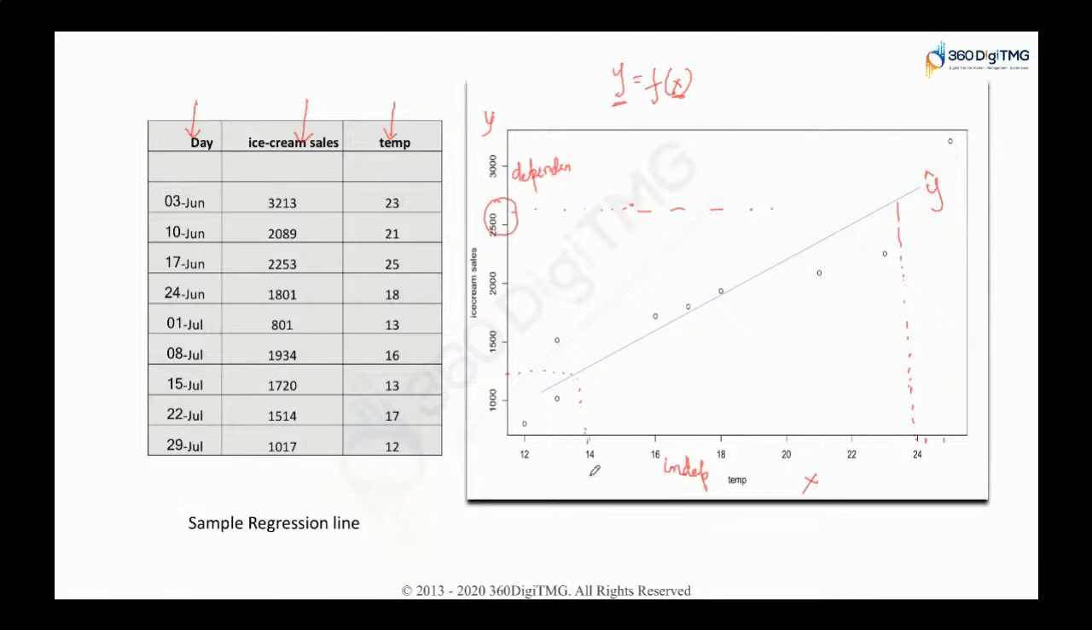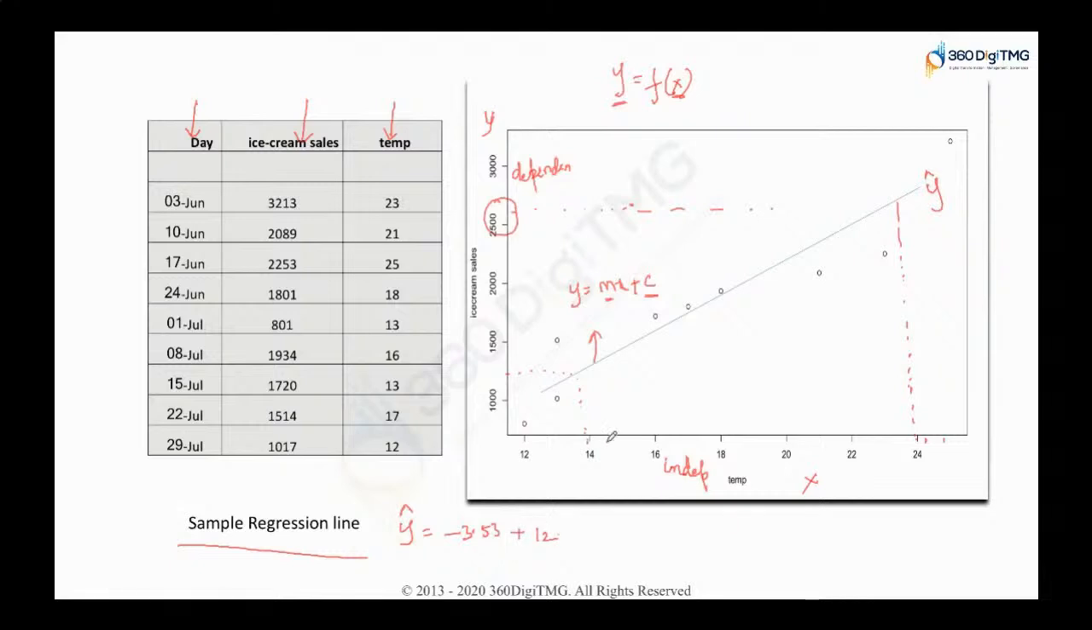So when you are doing this, you have plotted the graph here, you will get some equation. That equation is called the sample regression line. Whatever line I have got, I write it as y hat. This is a linear line, so how do you write it? That is nothing but mx plus c, c being the constant and m being the slope here. So y hat is the sample regression line.